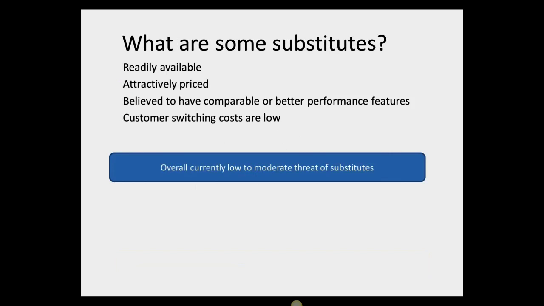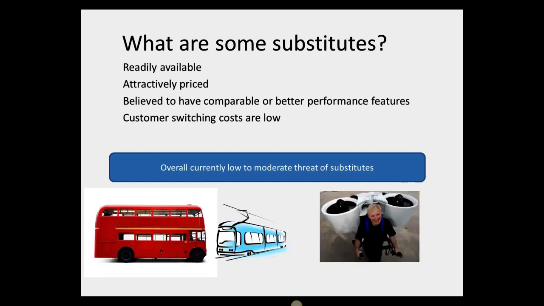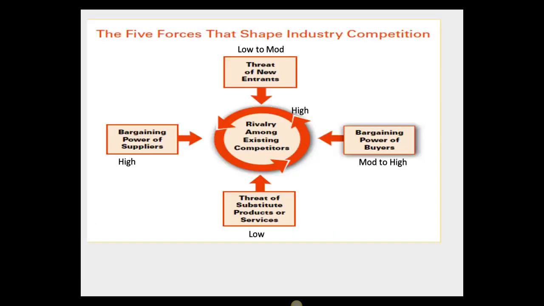And then there could be substitutes. So those are things that are available, priced attractively, and have comparable performance. So automobile manufacturing has a low to moderate threat of substitutes. You can take a bus or high-speed transportation or something.